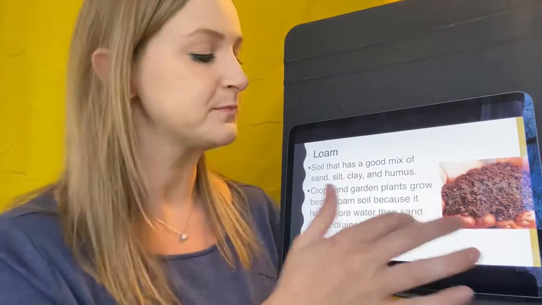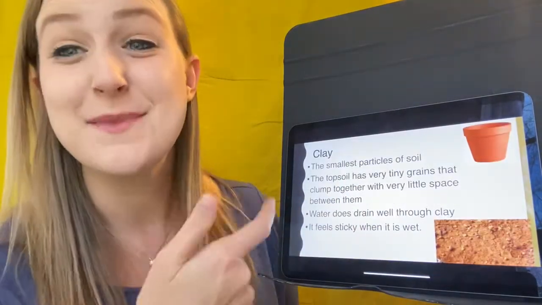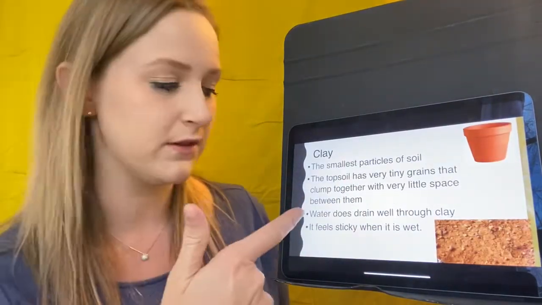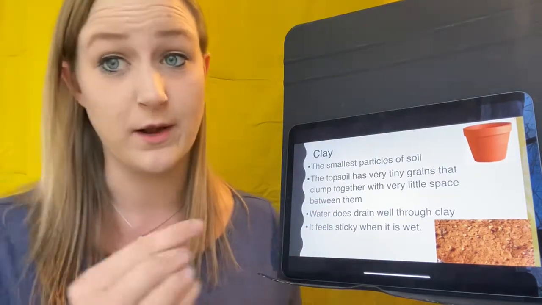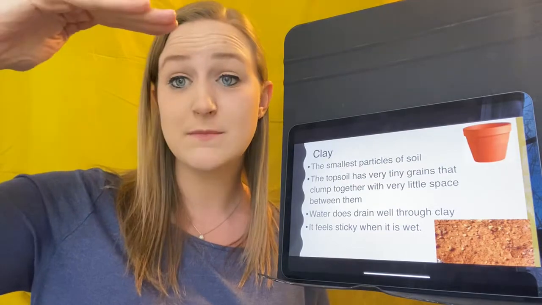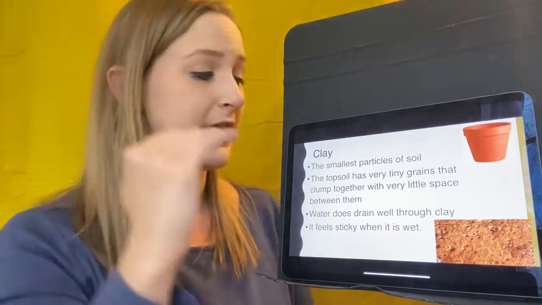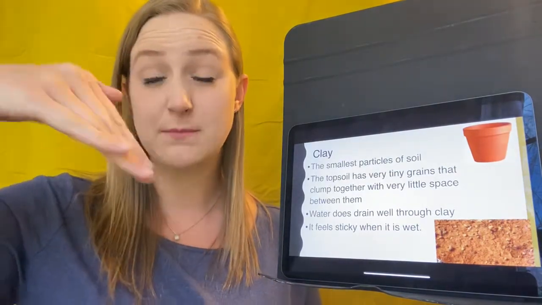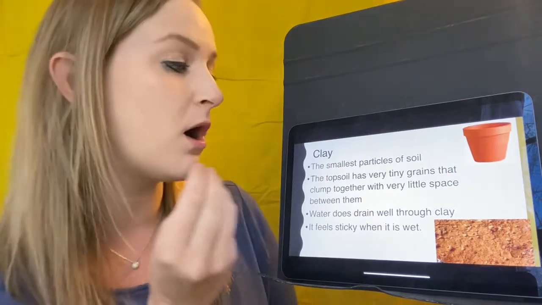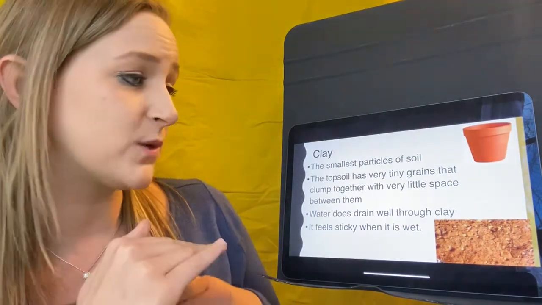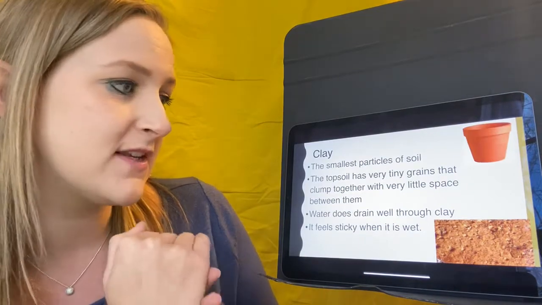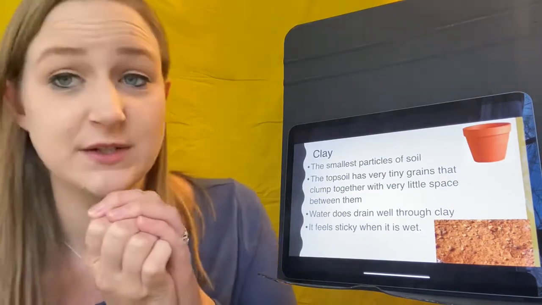Clay, which we kind of mentioned earlier, is in the mix with the loam, but clay has the smallest particles of soil. Remember, we talked about sand was the biggest particles. Then we had silt were the medium-sized particles. Clay has really small particles, little pieces making it up. And the soil has very tiny grains that clump together with very little space between them.